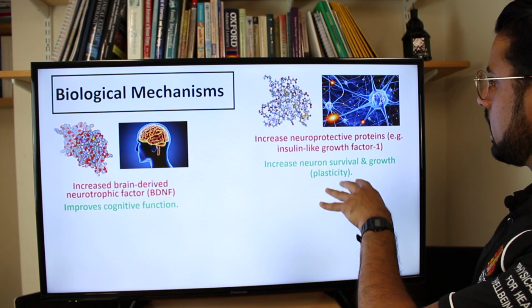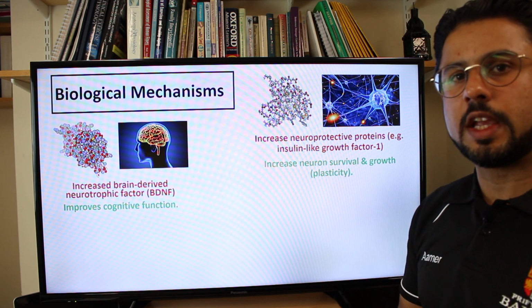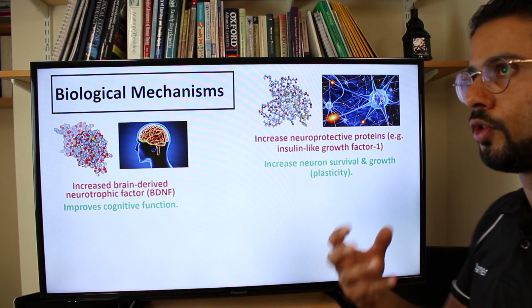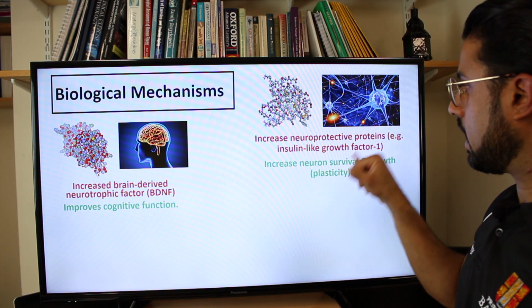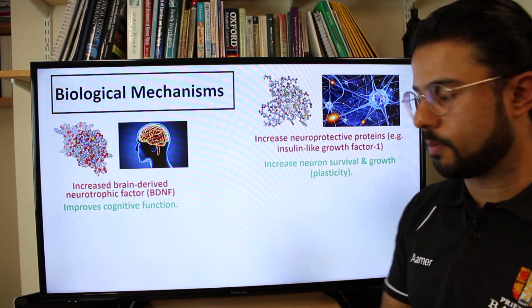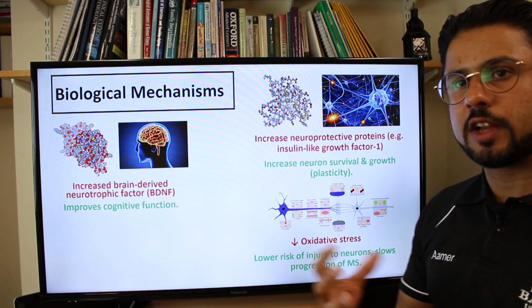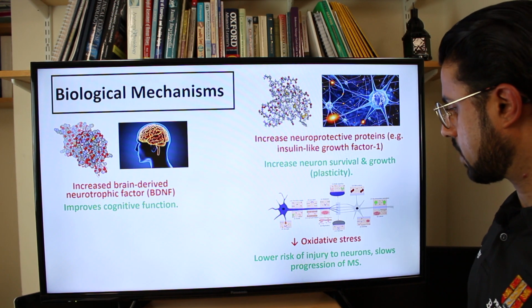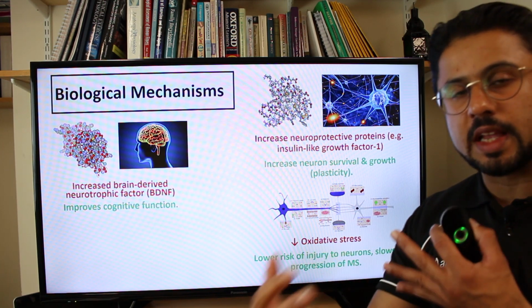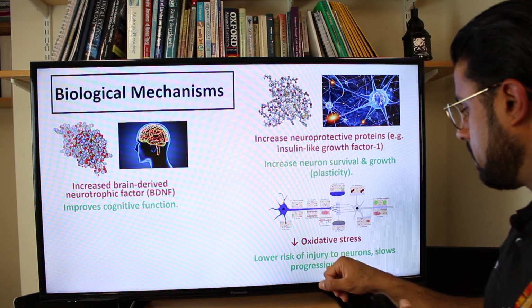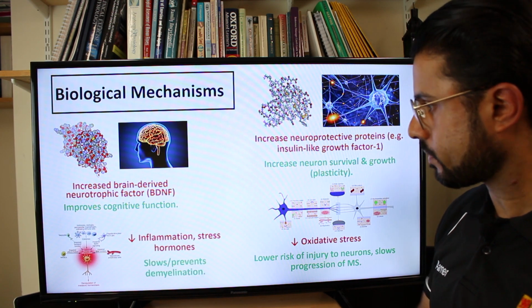There's also an increase in proteins that are neuroprotective, such as insulin-like growth factor 1. What that does is it increases neuroplasticity, this ability of the neurons to regenerate, to grow, to make connections with each other. It all comes from insulin growth factor, and again, there's evidence for that in patients with MS. Now, remember at the beginning of the presentation I talked about oxidative stress perpetuating damage to the neuron via a complex series of reactions. Well, if you exercise, you reduce the oxidative stress, so that means that there's less injury occurring to the neuron, and it means that there's a slower progression of the MS. And that's crucial if you want to reduce disability.